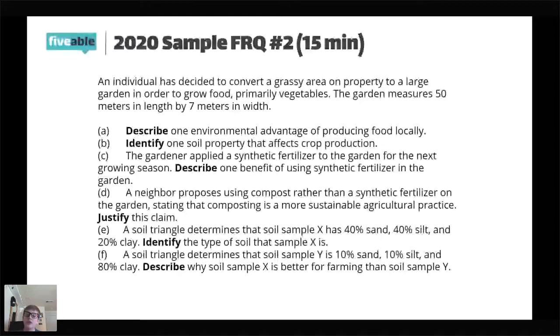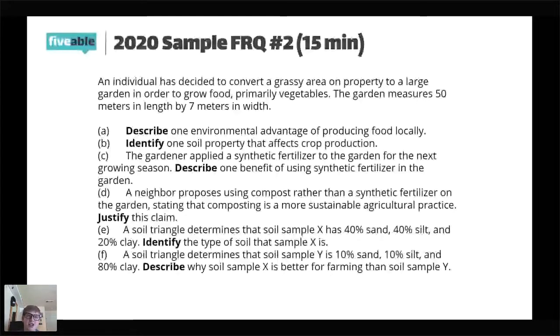So Tanya says, do you need to memorize the soil triangle? No, the only thing that you really need to know from the soil triangle is A, how to read it if you get it as a stimulus. You can look it up and reference it on your exam if you really don't know what it is. But also, you should know that loam is 40% sand, 40% silt, and 20% clay.